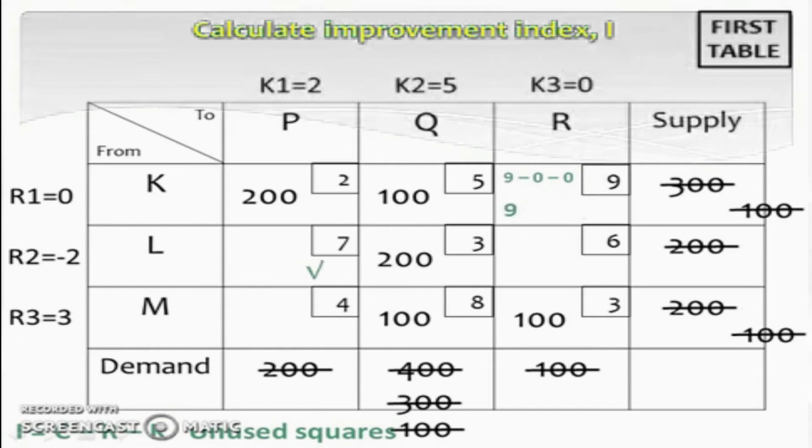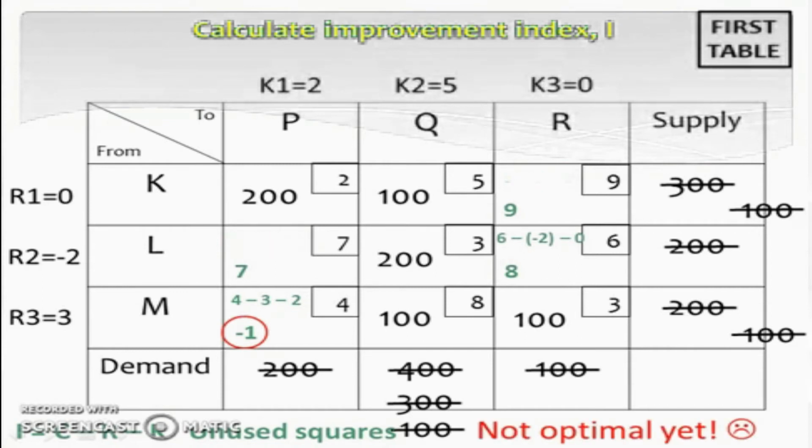to 9. While on this unused square, we have 7 minus negative 2 minus 2, so we get I equal to 7. Next, here we have 6 minus negative 2 minus 0, so we have I is equal to 8. And finally, in the last unused square, we have 4 minus 3 minus 2 is equal to negative 1. Since there exists a negative improvement index, or I, the solution is not optimal yet.